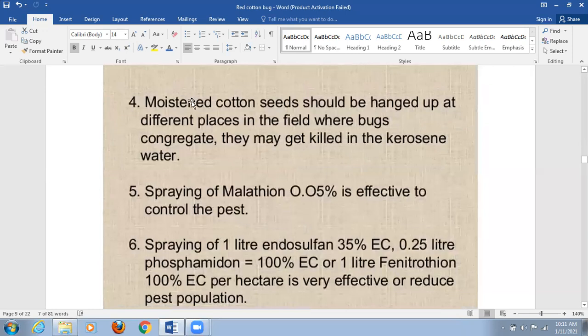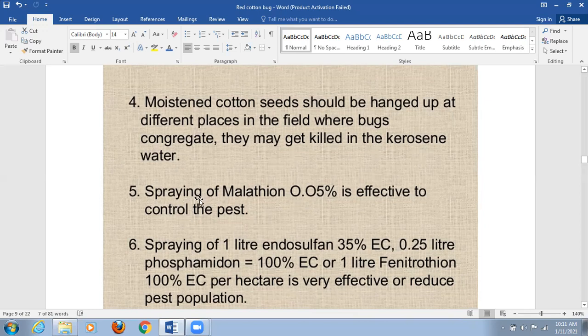The next strategy: moistened cotton seeds should be hung up. Moistened means seeds of the cotton having moisture. They are hung up at different places in the field where the bugs congregate, so they may get killed in kerosene water.